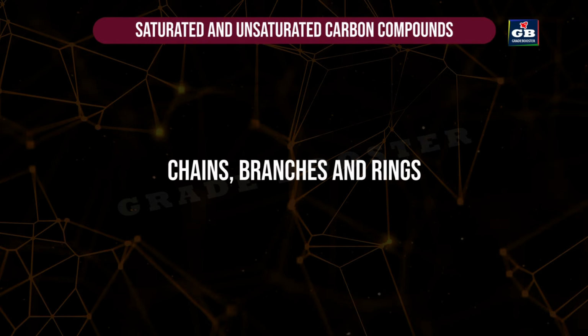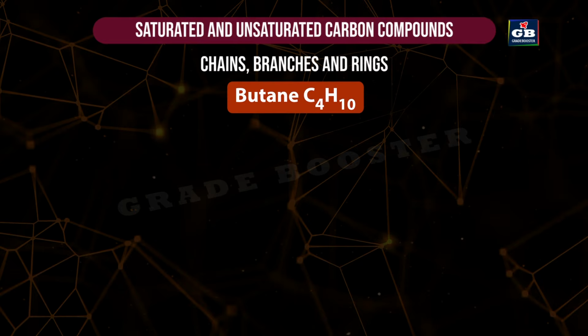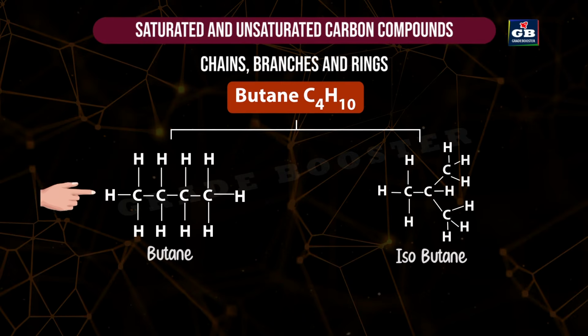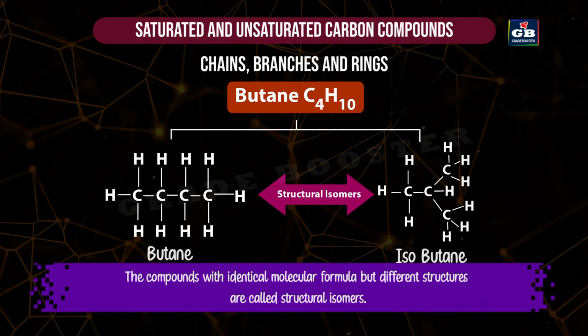Chains, branches and rings. Butane, C4H10. We can write its structure in 2 ways, like this and also like this. This is a straight chain structure and this is a branched chain structure. Both structures satisfy the valencies of carbon and hydrogen. Both of them have the same formula. We can call these 2 compounds structural isomers. The compounds with identical molecular formula but different structures are called structural isomers.